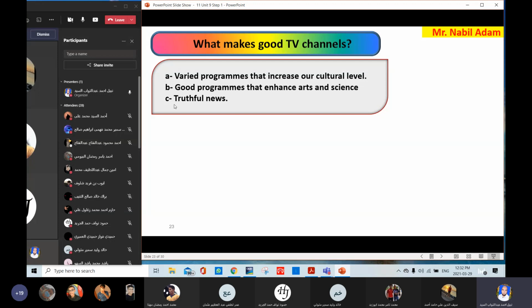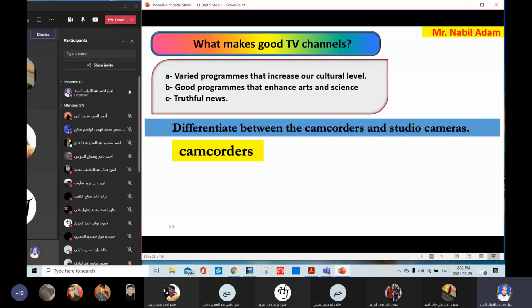Here, what are the differences between camcorders and studio cameras? Mention the differences between camcorders and studio cameras. They are both professional cameras, but they are different. How are they different? Camcorders and studio cameras.